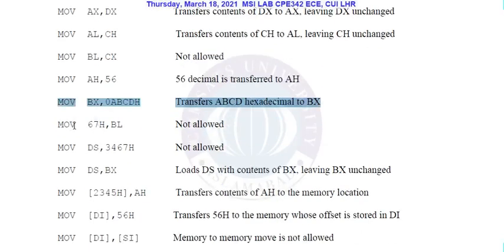Next is MOV 67H, BL. This is not allowed because you can see that here 67H, which is the destination location, is a constant value, and you cannot move any value into a constant value. So this is not allowed. This gives you an error, and this movement is not allowed.